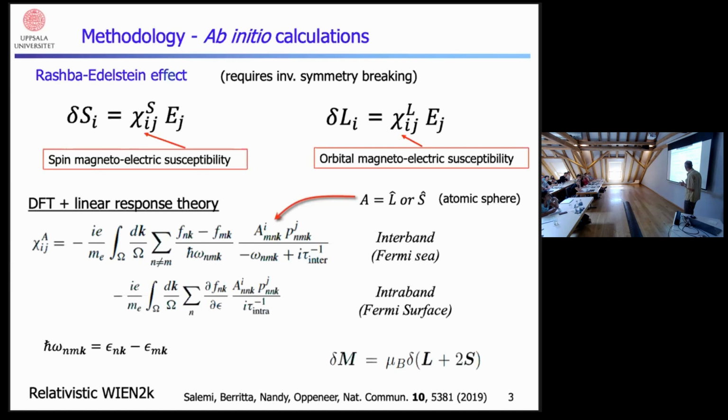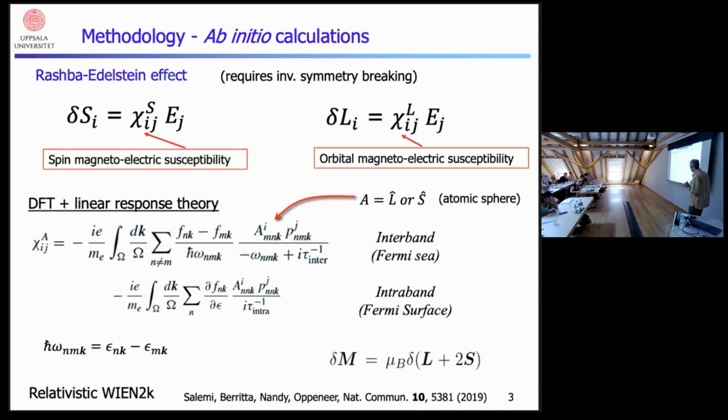We have in here the momentum operator, but then the capital A operator will be the spin operator or orbital operator or something else. I have to say, with connection to some of the things that were already mentioned in the first talk, we take the operators within the atomic sphere. So that is for the spin and orbital operators.